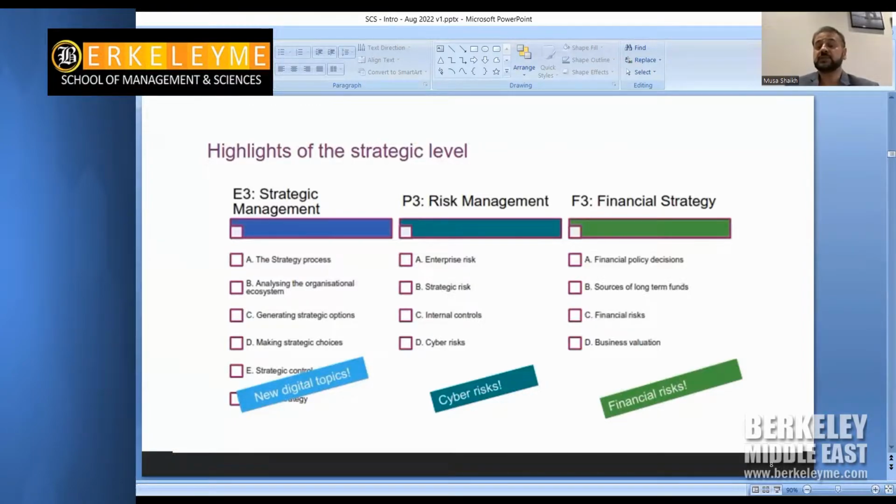Generating strategic options is very important. What are those options? You will study them in our case studies. Sometimes we need to expand, sometimes we need to contract, sometimes we need to see where exactly the best option lies. So we will see how to generate options, especially in these times when there is a lot of uncertainty and a lot of unusual circumstances. We'll see how to make the strategic choices, and we'll see what the strategic controls are.